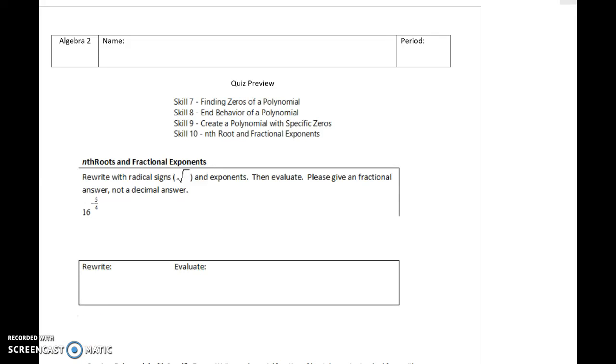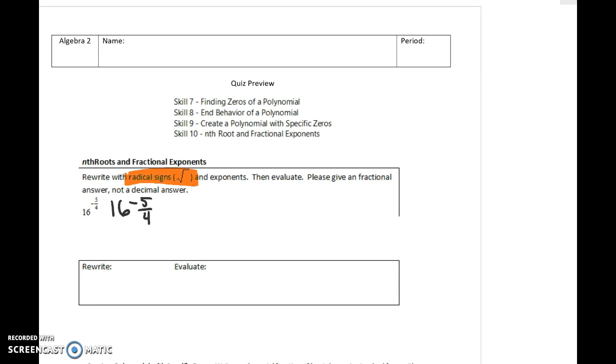Looks like we're going to be doing skill 10 today, which is nth root and fractional exponents. I asked you guys to first rewrite using radical signs and exponents, then evaluate. Please give a fractional answer, not a decimal answer, because I know you guys can type this into the calculator, so I want to see some form of work instead. So here it says 16 to the negative 5/4. It's a little hard to see, but there is a negative, and that will always happen.